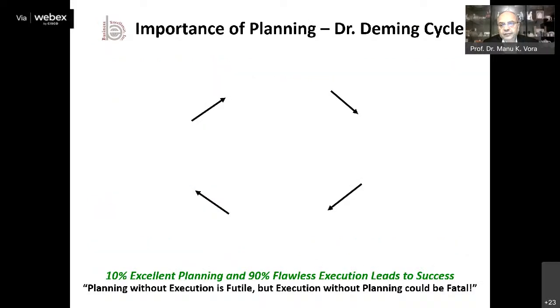So the first thing we need to think about when we undertake any activity, any project, is a big focus on planning. And this is what we can learn from Dr. Deming's cycle. Dr. Deming, along with Dr. Juran, were the two scientists sent by the US government to Japan for rebuilding their industrial economy.